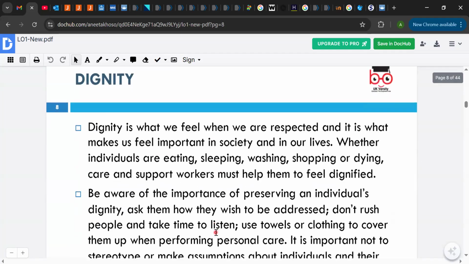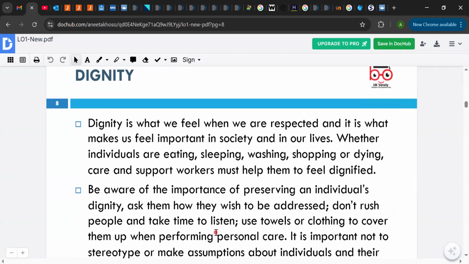The second after respect is dignity. Dignity is what we feel when we are respected, and it is what makes us feel important in society and in our lives. So, whether individuals are eating, sleeping, washing, shopping, or dying, care and support workers must help them to feel dignified at all times. Okay? So, if there's an old person, remember there are people who are vulnerable out there, and it is our duty to provide them all the respect and dignity, because remember, you will be in their place one day. Okay, and it's a cycle that repeats itself. So you do good, you get good. That's everywhere.